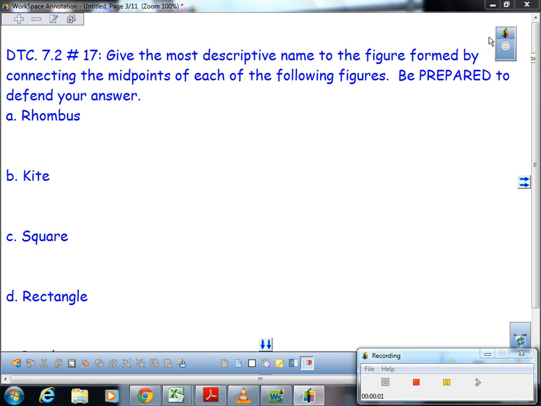All right. This is question 17 from 7-2. This is one of the best homework questions of the entire year. At this point, you should probably start to realize how much you are learning in this class.